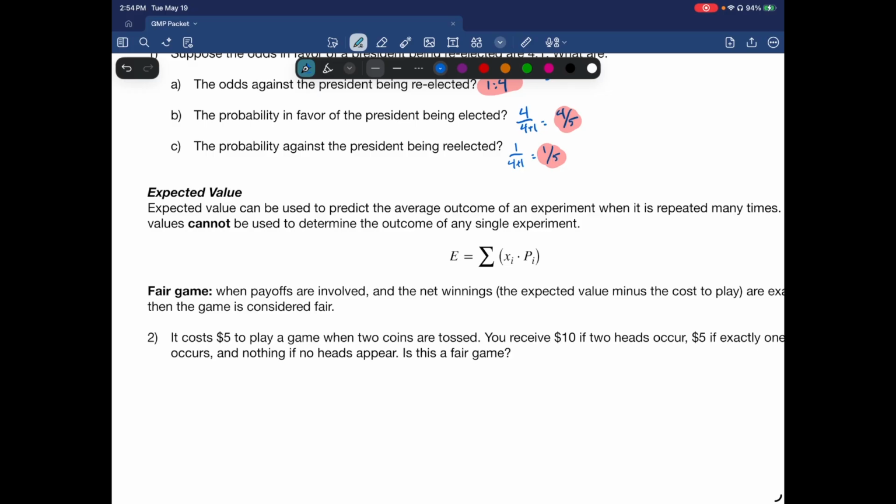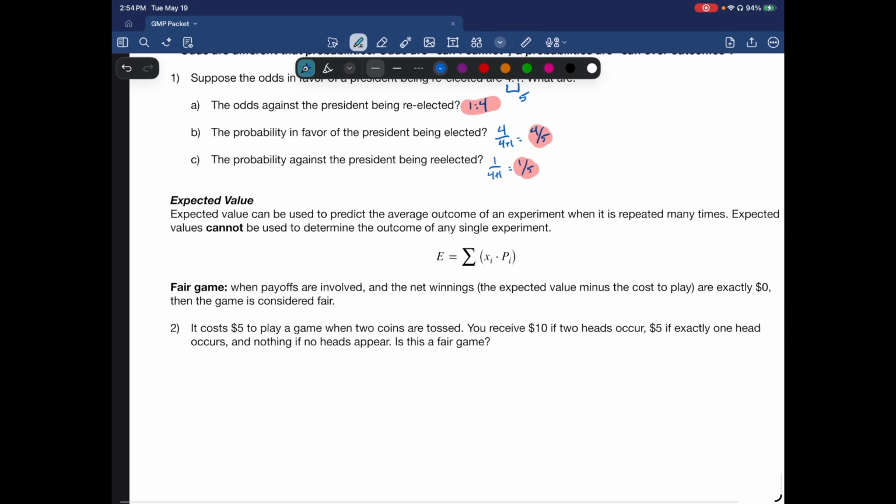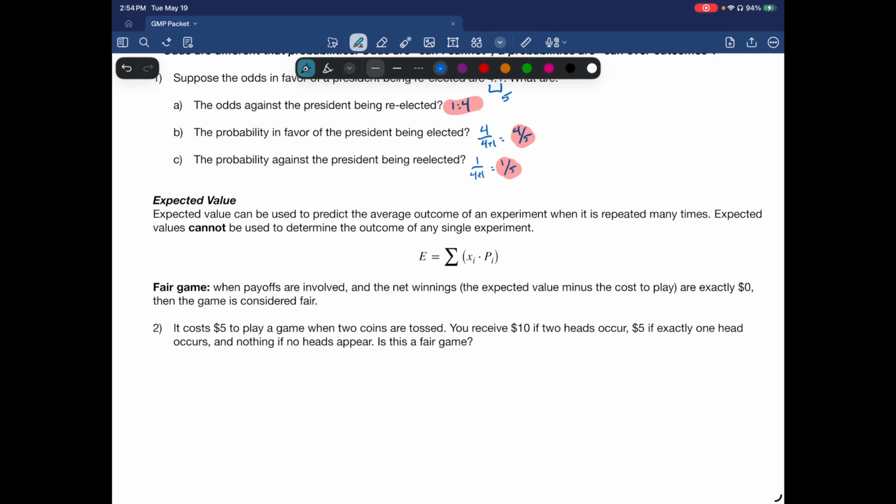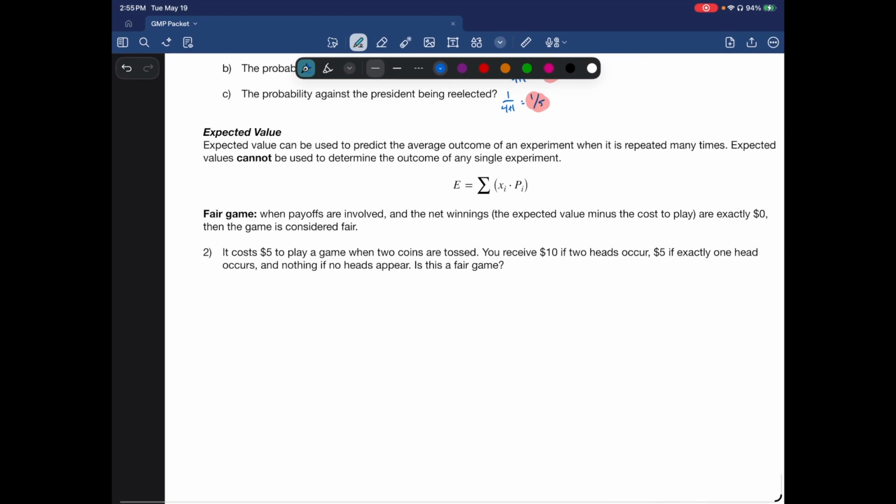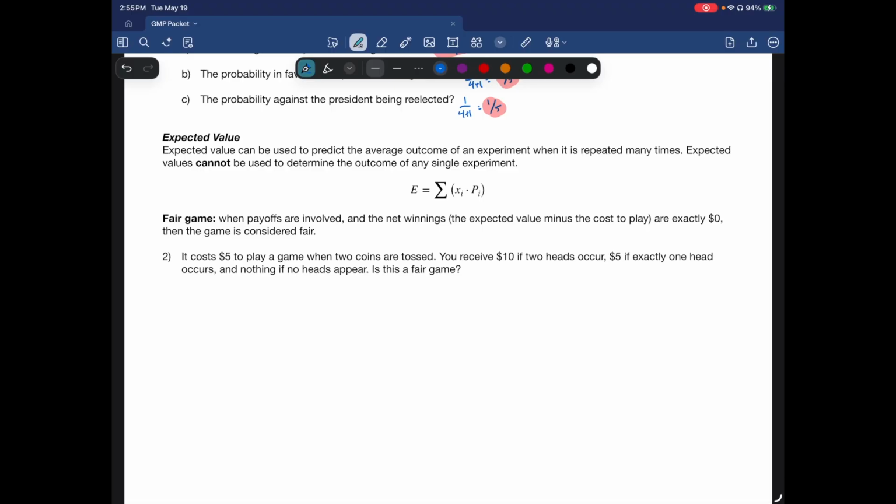Okay, and then when it comes to expected values, you also have this thing called a fair game. A fair game is when payoffs are involved and the net winnings, the expected value minus the cost to play, are exactly 0. So if the chances of you winning money is equal to what you pay to get into the tournament, then it's considered fair. So for number 2, it costs $5 to play a game where 2 coins are tossed. You receive $10 if 2 heads occur, $5 if exactly 1 head occurs, and nothing if no heads occur. Is this a fair game?